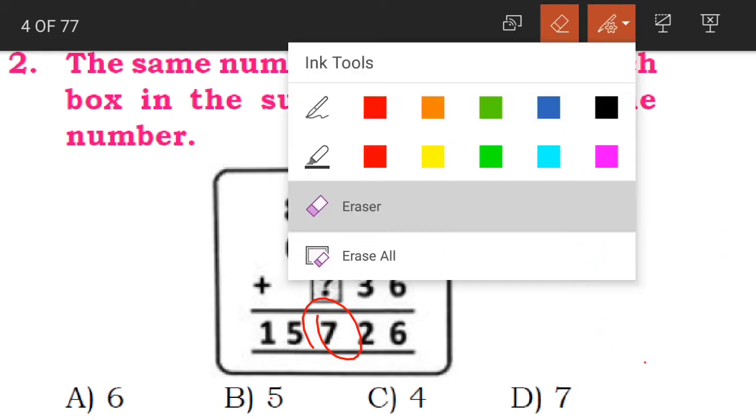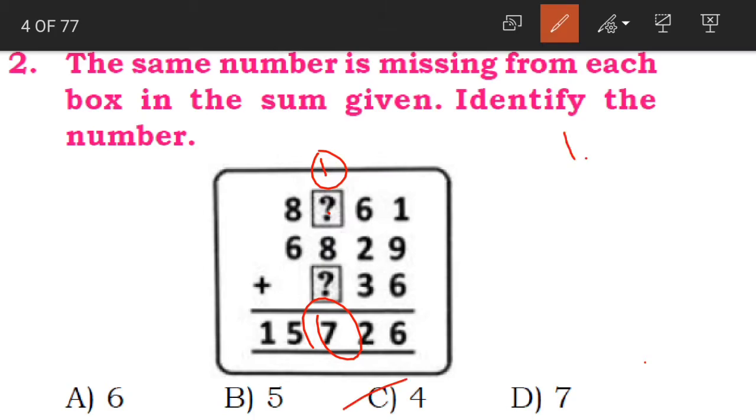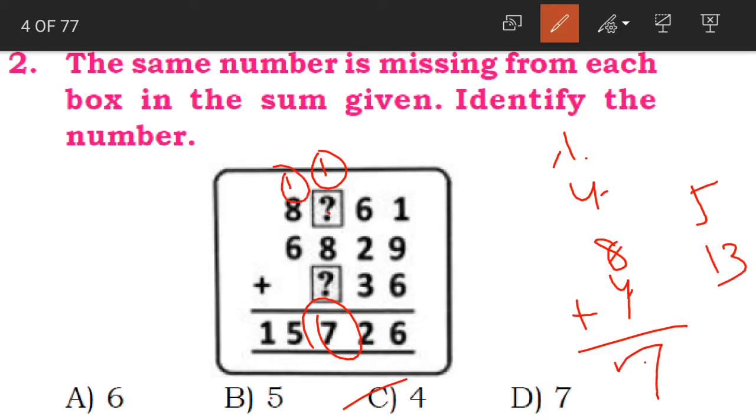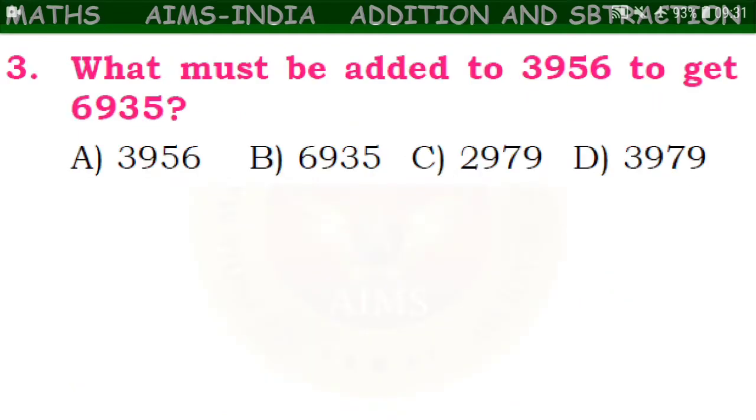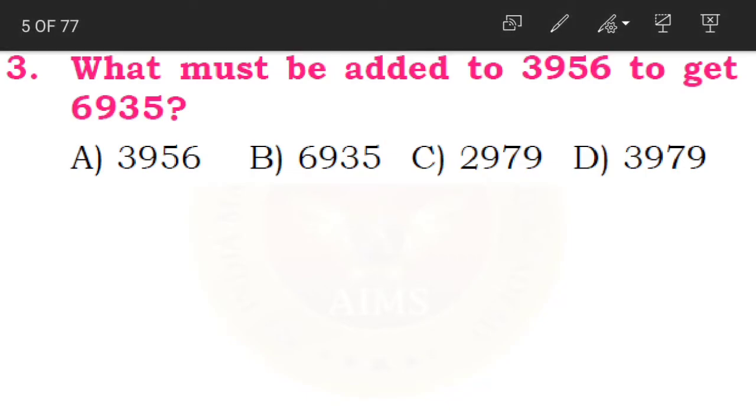Now moving on to option number C, 4. 1, 4, 8, 4. 1 plus 4, 5. 5 plus 8, 13. 13 plus 4, 17. Yes children, we got 7. So our answer here is 4. Okay, you can solve this question in these two ways. Now what must be added? Question number 3. What must be added to 3956 to get 6935?